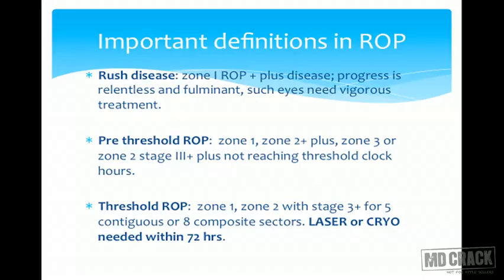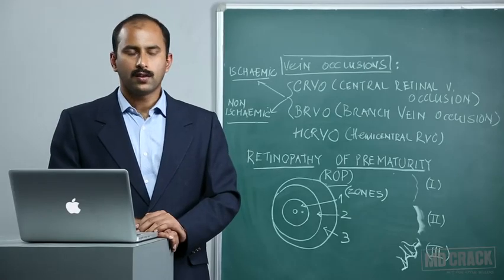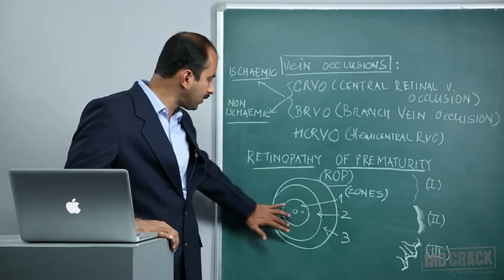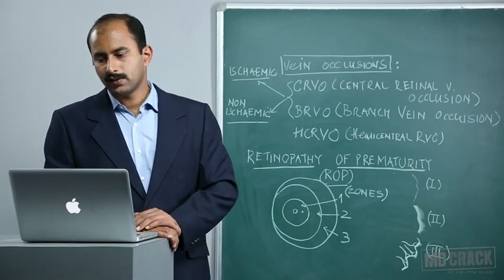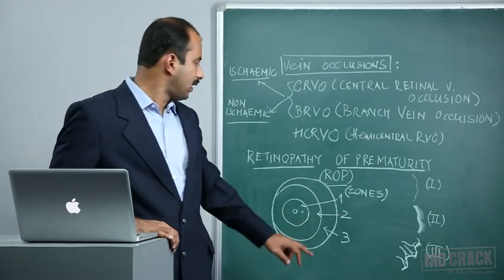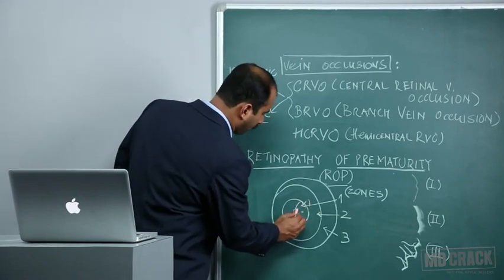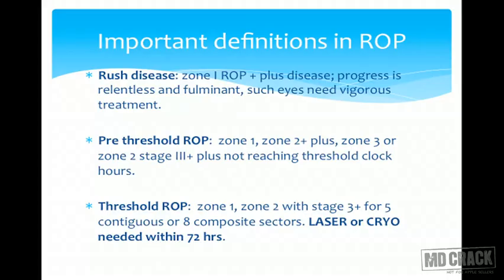intervention. Important definitions that we need to know in cases of retinopathy of prematurity: rush disease, which is zone 1 ROP, confined to the central zone. Because maximum part of the retina will be immature, it is a very aggressive disease, and along with dilatation and tortuosity of the vessels of the posterior pole, it is called rush disease. This rush disease is relentless and fulminant and needs urgent and vigorous treatment in terms of panretinal photocoagulation.